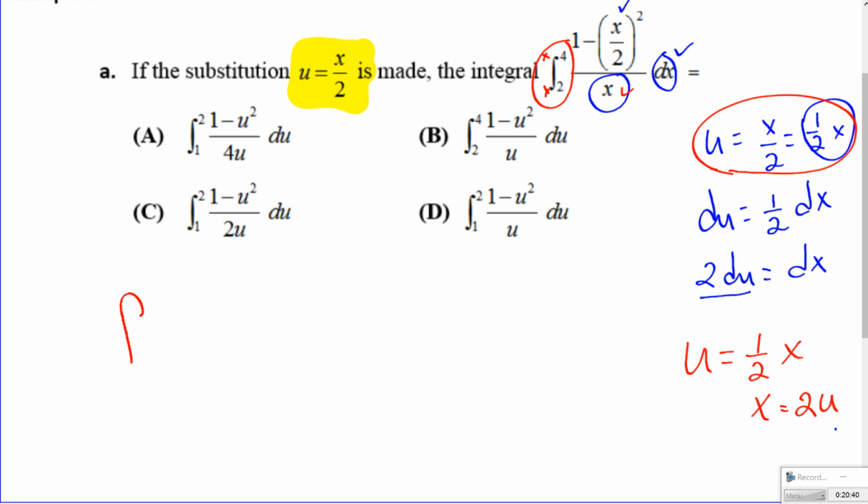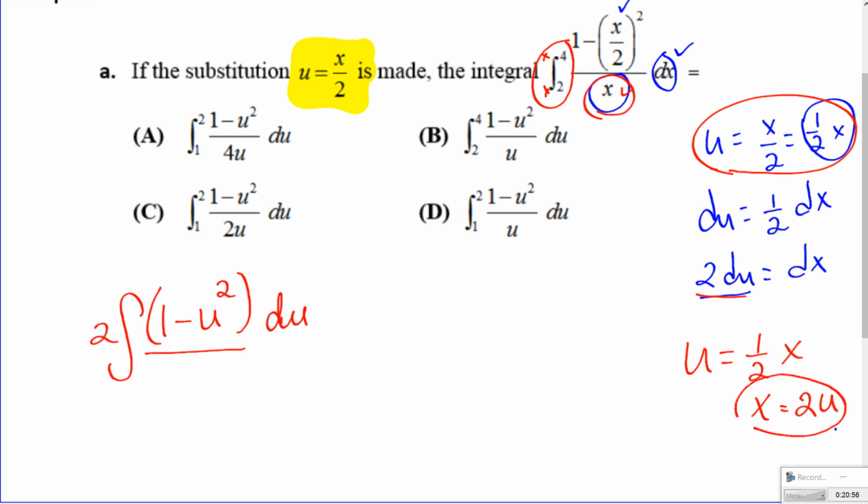So I'm going to get this started so far. I have 1 minus u squared. dx is 2 du. Okay, we got that. It's over an x, but that x is equivalent to 2u. Ooh, I bet you see that's 2. Let's cancel those 2's. So now I'm sitting with an integral of 1 minus u squared over u du.